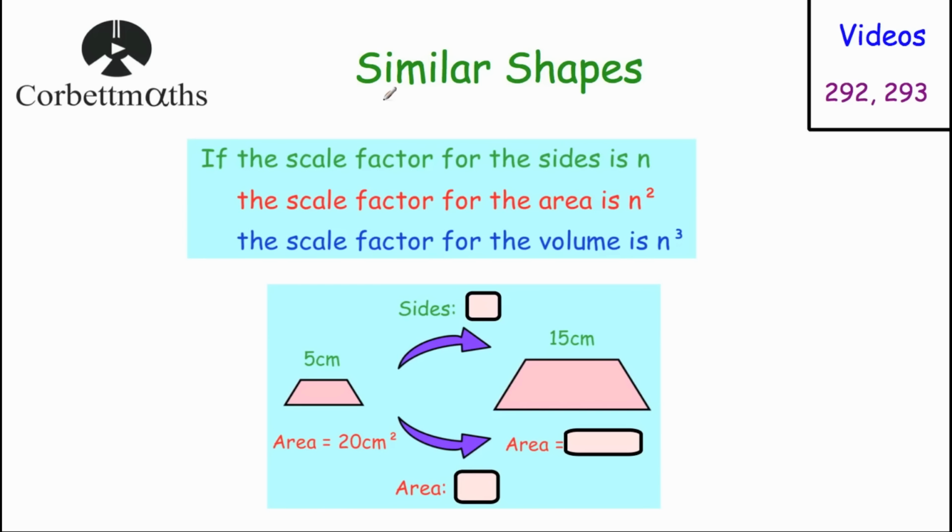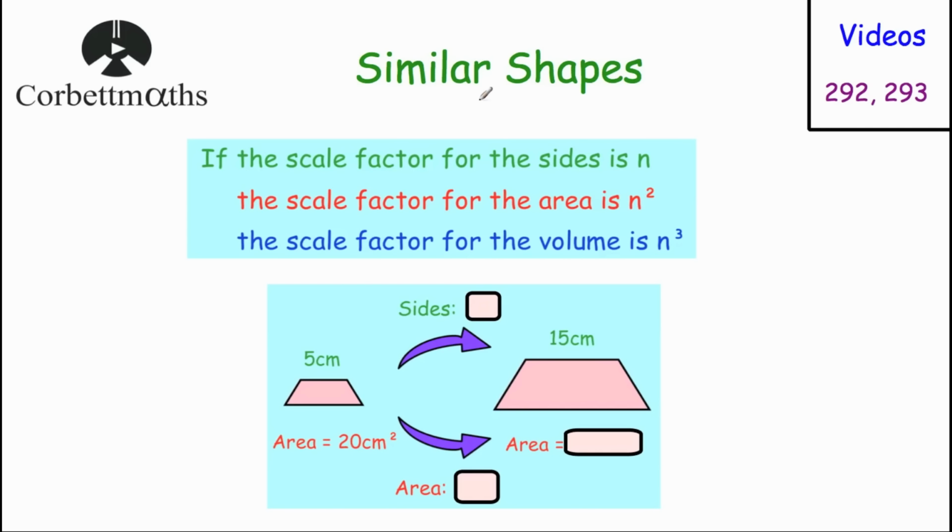Okay, so let's have a look at our next topic. So our next topic is similar shapes, and that's videos 292 and 293 in Corbettmaths. So similar shapes are shapes that are enlargements of each other. So if two shapes are mathematically similar, one is an enlargement of the other, which means all the sides are so many times bigger, maybe twice as big or 3 times as big, but all the angles are the same size.